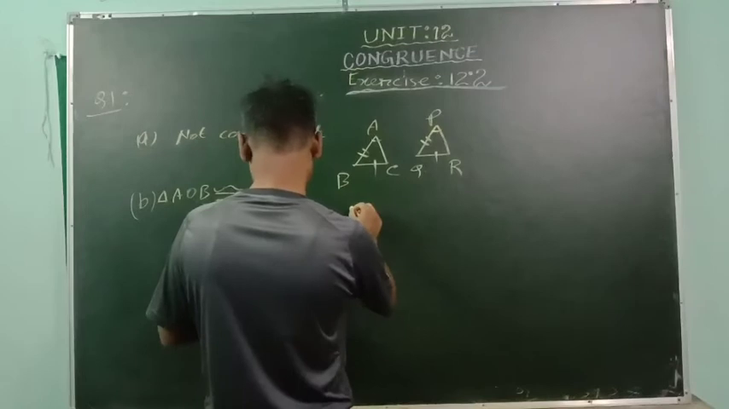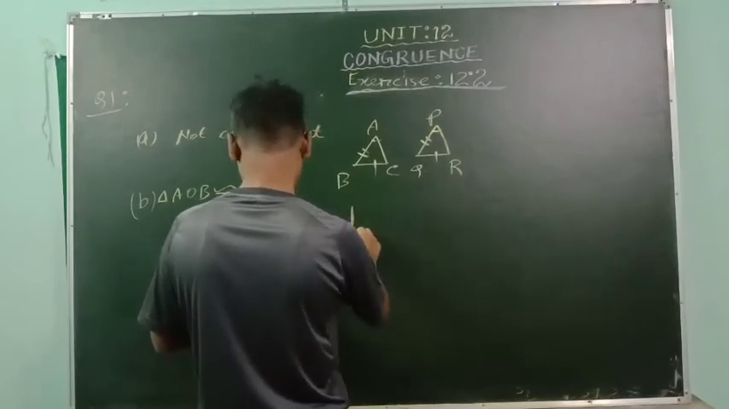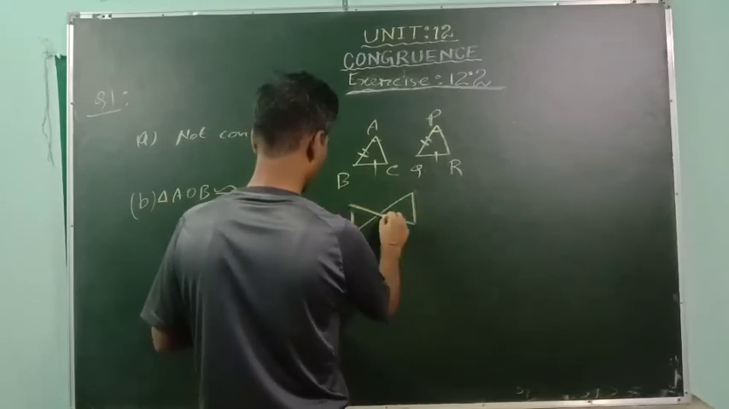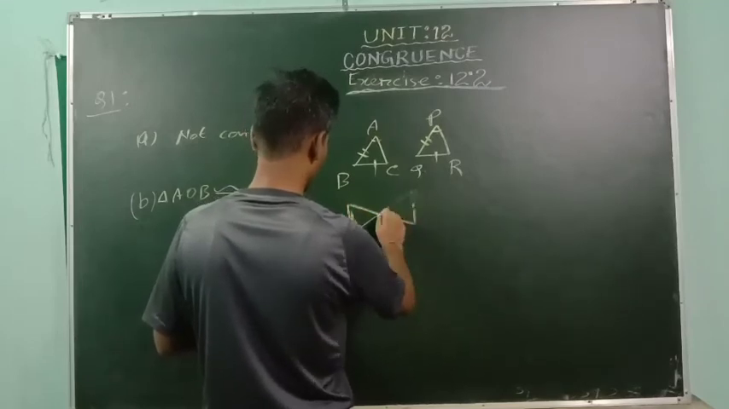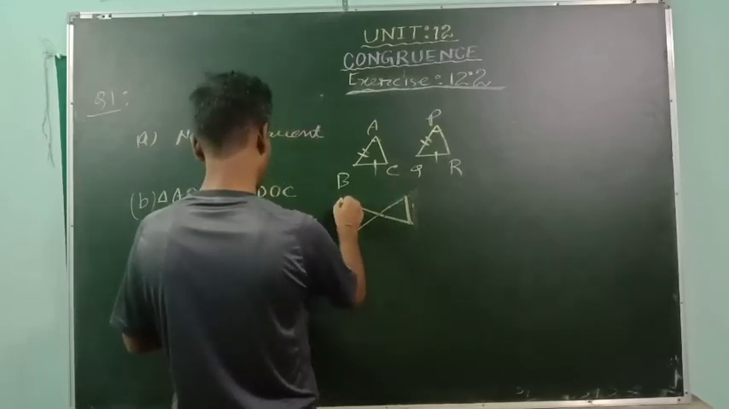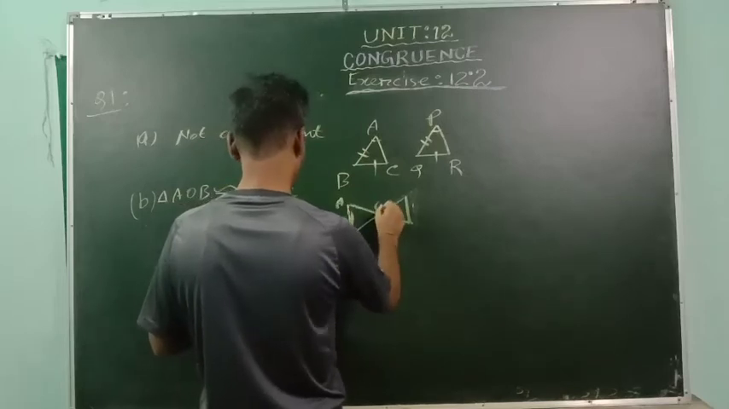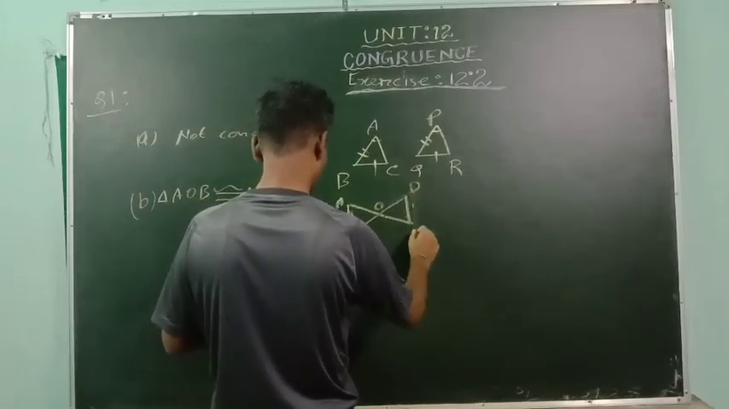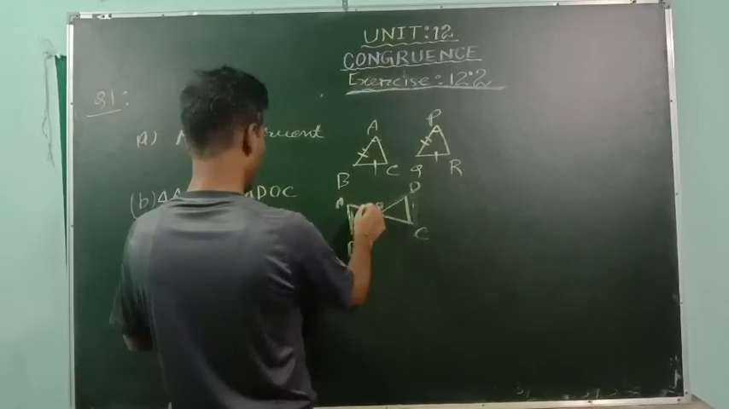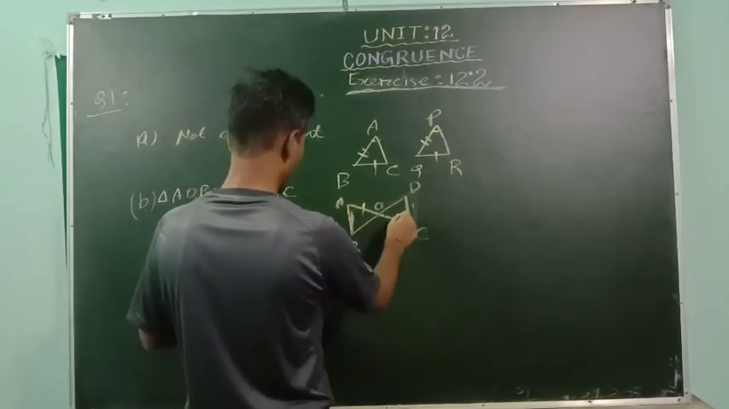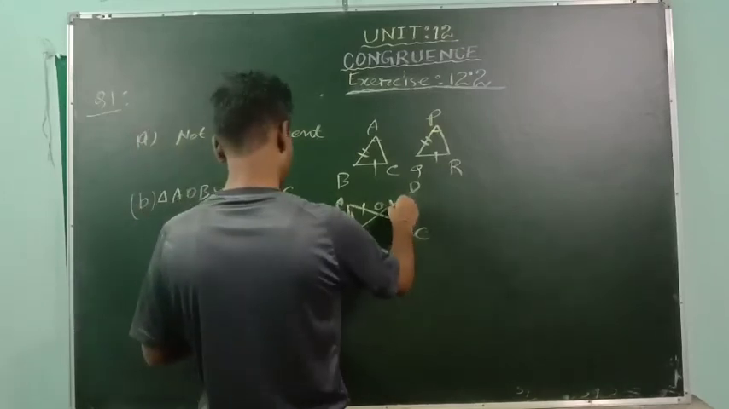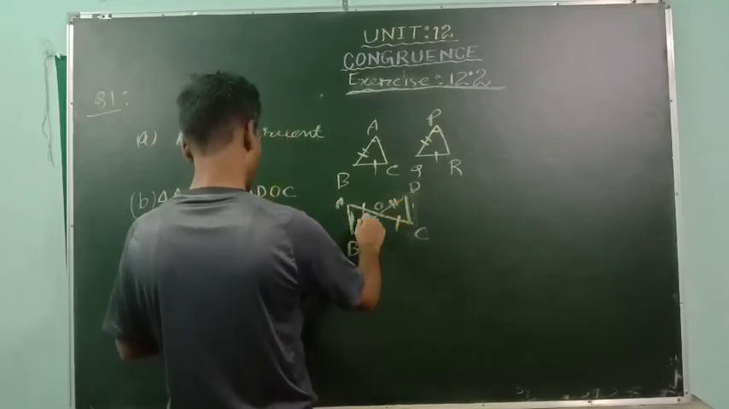See how our question was like this. We have A, B, O, D, and C. Now what is given? AO is equal to OC, and DO is equal to BO.